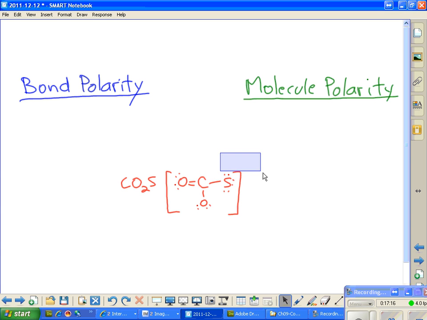With molecule polarity, on the other hand, we are talking about the whole banana. Okay, the whole Lewis structure. Okay, the whole structure of the molecule being polar or nonpolar. I hope this has helped.